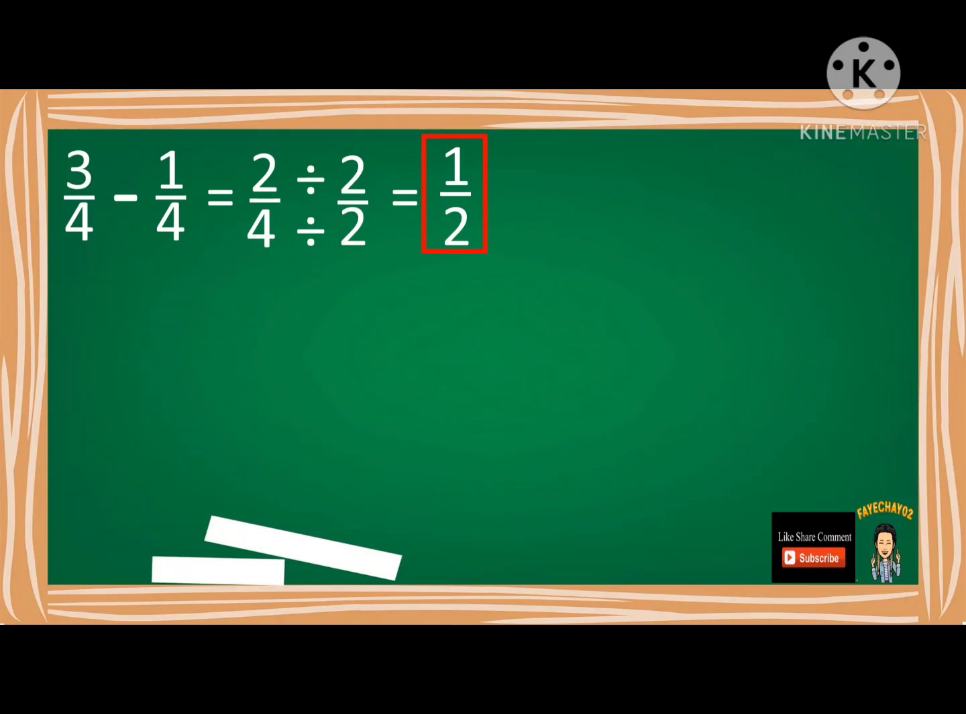Let us try another example. 5/8 minus 2/8 is equal to... Again, let us subtract the numerators and then copy the denominator. 5 minus 2 is equal to 3. Then copy the denominator, which is 8. Since 3/8 has no common factor, the final answer is 3/8. 5/8 minus 2/8 is equal to 3/8.